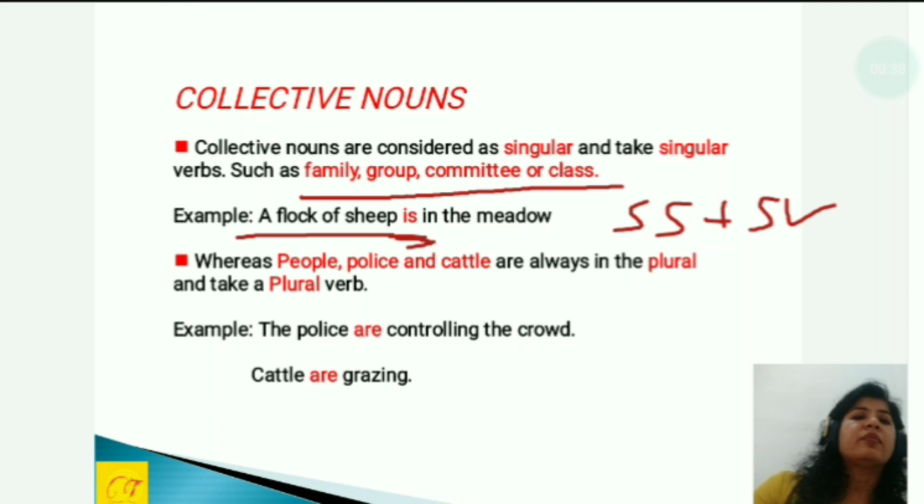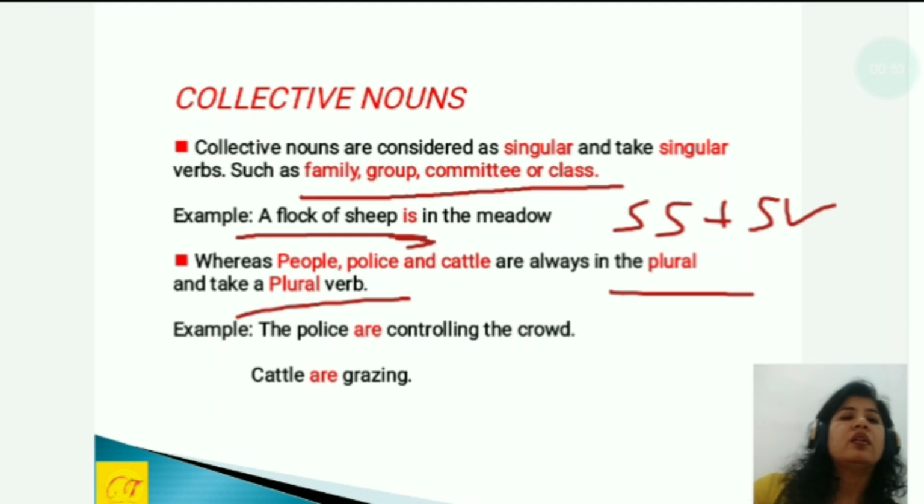But there are some names that are always in the plural and take a plural verb, like people, police and cattle. They take plural verb. This is the thing to remember. People, police and cattle always take plural verb. Here are the examples. The police are controlling the crowd, cattle are grazing. Alright.